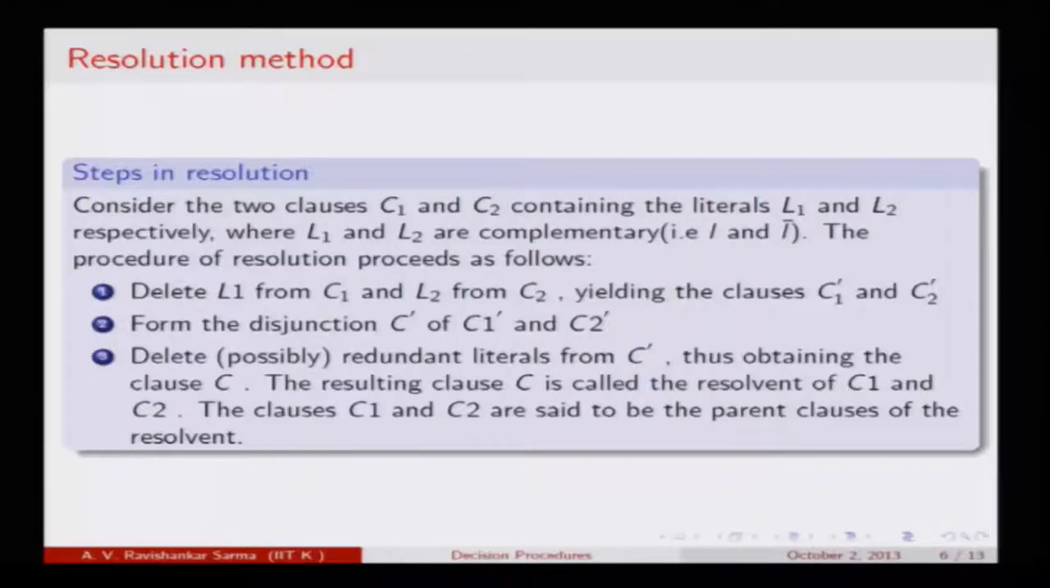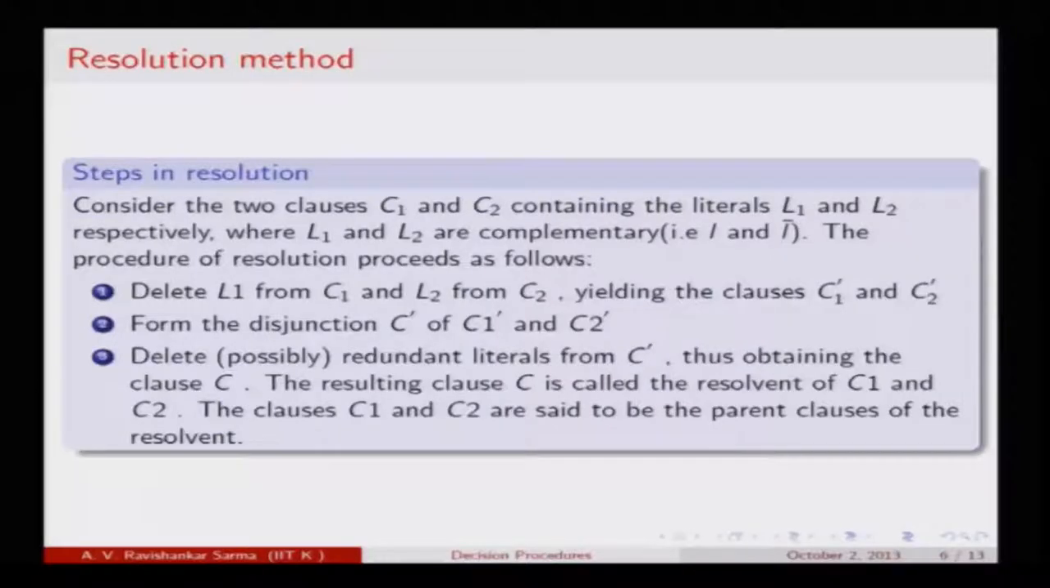Now the resolution procedure is as follows. We will be solving some more problems so that you will understand this kind of method. The first step involved here is to delete L1 from C1 and L2 from C2, yielding clauses C1 prime and C2 prime. First you need to eliminate these literals L1 and L2, where C1 consists of a literal L and C2 consists of a literal not L. L and not L lead to F, so that is why it will go away, an annihilation kind of thing.